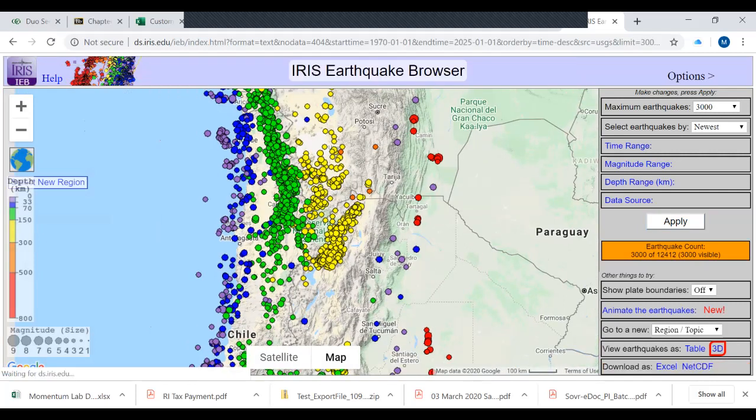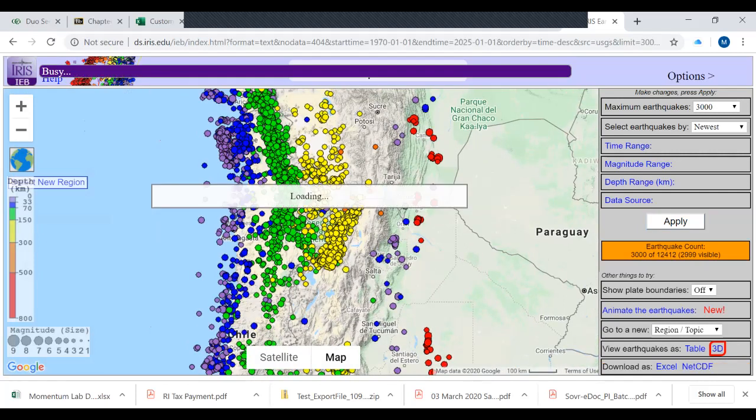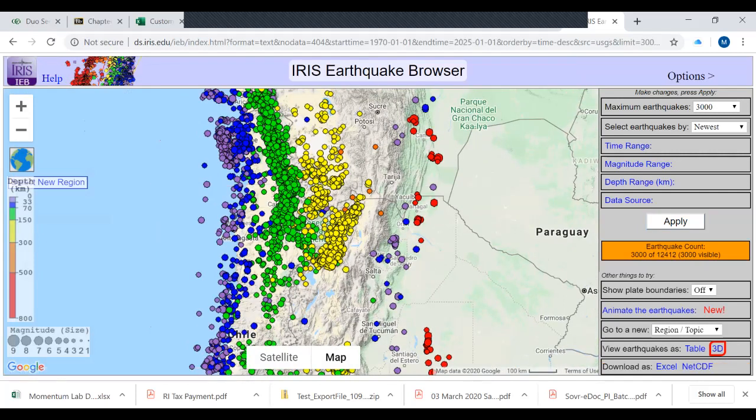So now you can see here's the color scale over here. Depth: purple is 0 to 33 kilometers, blue 33 to 70, green 70 to 150, yellow 150 to 300 kilometers depth, orange 300 to 500 kilometers depth, and red is greater than 500 kilometers depth. You see a pattern? As you go from the coast inland, the earthquakes become deeper.